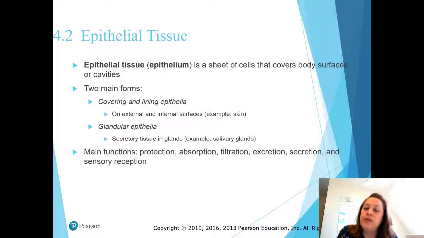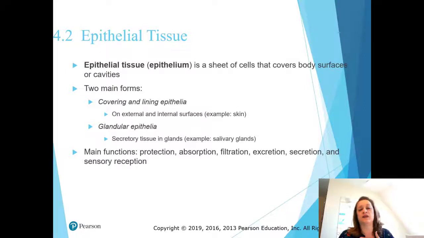Now, what you need to remember is that not all epithelial tissues do all of the things. Skin, really good at protecting, right? Providing that barrier between the dry air on the outside and the moist on the inside of the skin. Very good protector. Is it good at absorbing? No, right? It's a really good protective barrier, right?